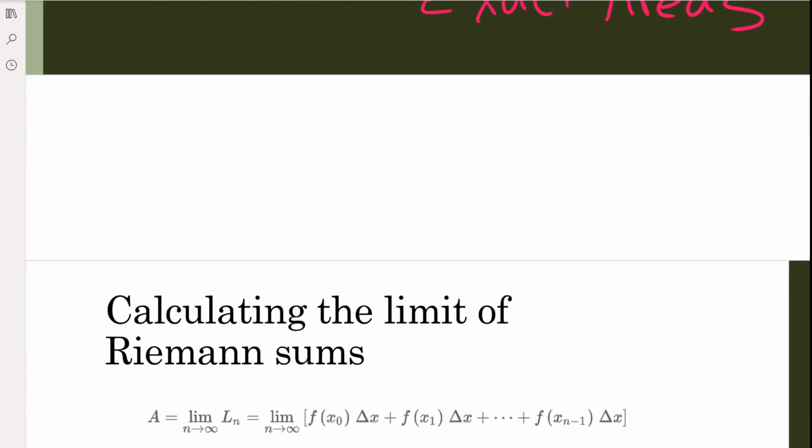So here we go. We're just calculating the limit of Riemann sums. This is what we found: L sub n. We found L7 in our last one, and then you found R7. But if we make n infinitely many rectangles, that's actually going to be the area. Cool. But let's see how that's written.